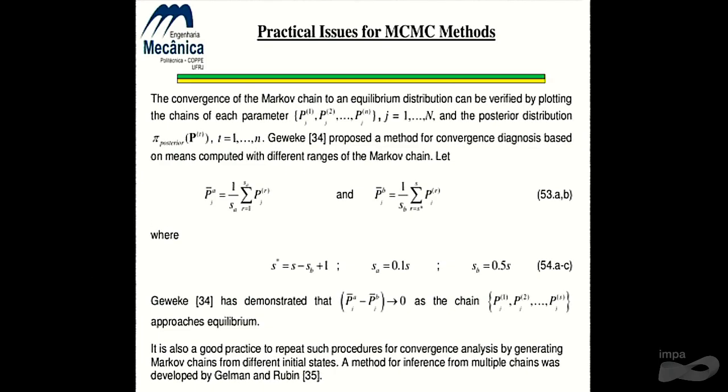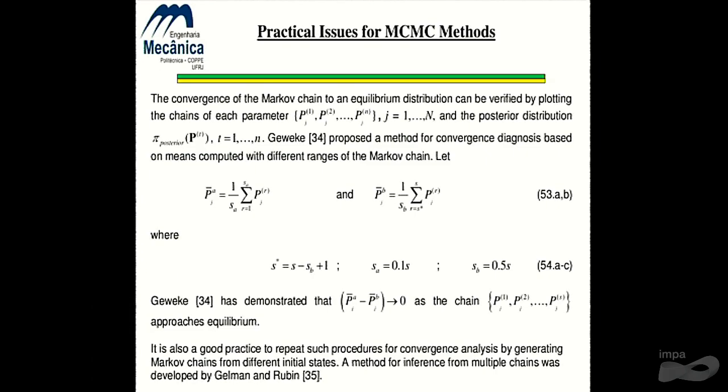But there is also a very simple way to check convergence of the Markov chain. For example, you drop some initial states and you compute the mean at the beginning of the chain and the mean at the end of the chain. Then you compare these two means, and this difference is expected to tend to 0.